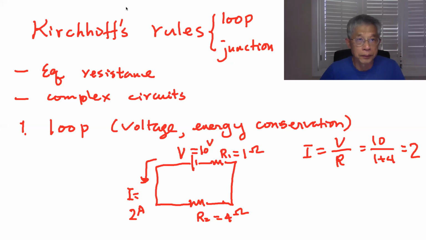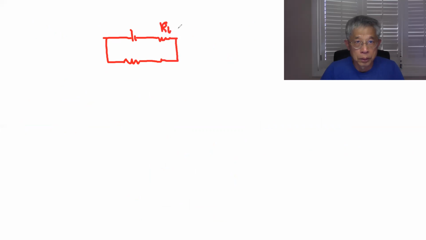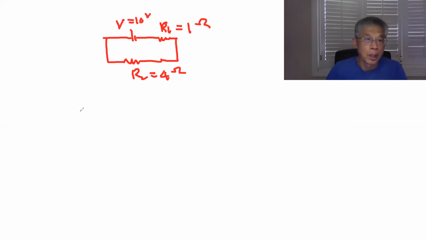So I'm going to clear that. Kirchhoff's rule says, so let me draw that one more time. R1 equal to 1, R2 equal to 4, and V equal to 10 volts. Okay. So, the loop rule.